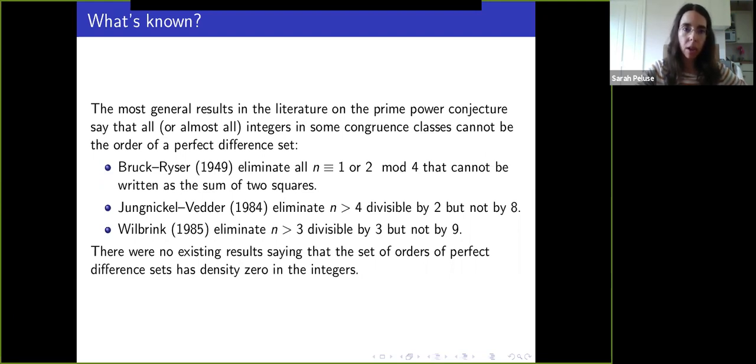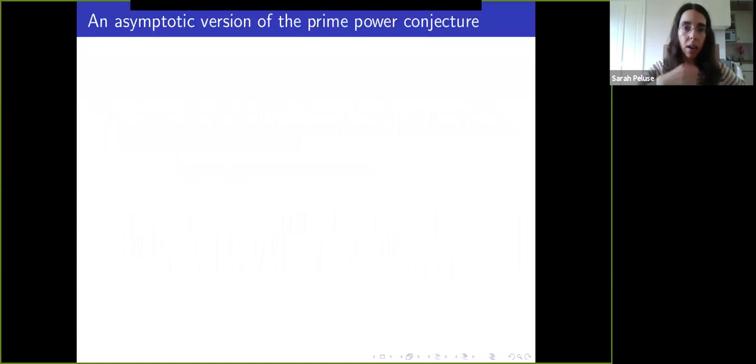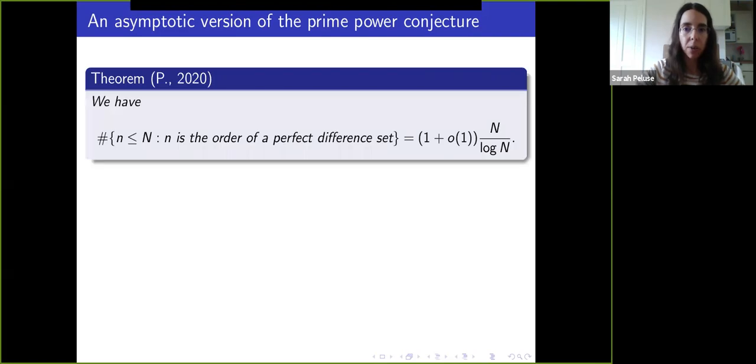So the result I'll be speaking about today says that yes, the set of orders of perfect difference sets has density 0 in the integers. And in fact, it has the order predicted by the prime power conjecture. So the number of orders of perfect difference sets below n is asymptotically n over log n, which is the number of prime powers below n.